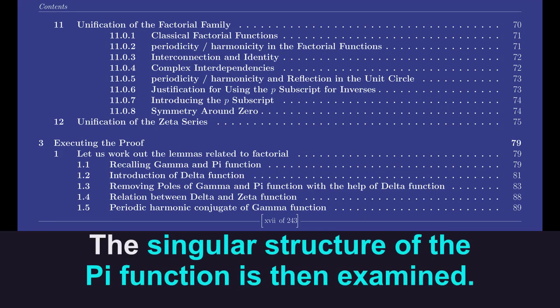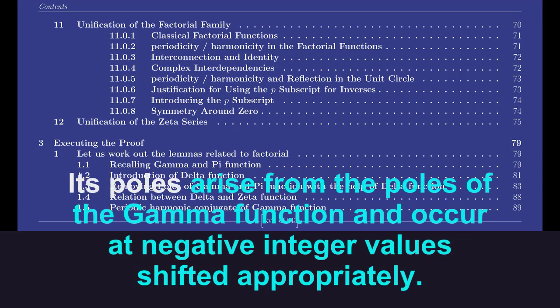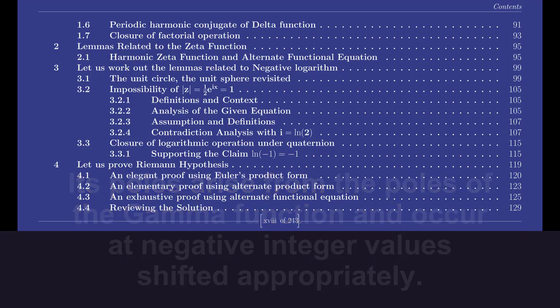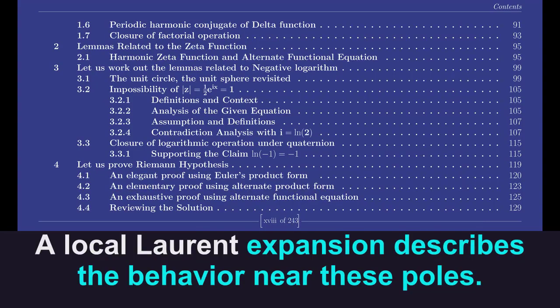The poles of the gamma function are then described. The function has simple poles at all non-positive integers. Near each pole, the gamma function admits a Laurent expansion with a simple principal part. Reflection identities involving sine functions are used to describe how residues are determined and how these singularities fit into the broader analytic structure.